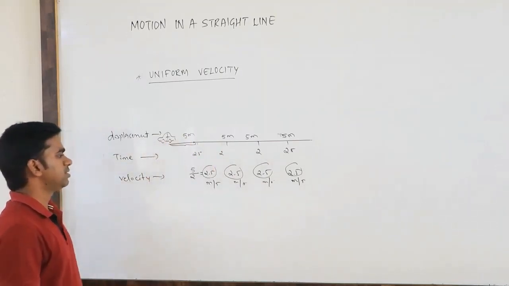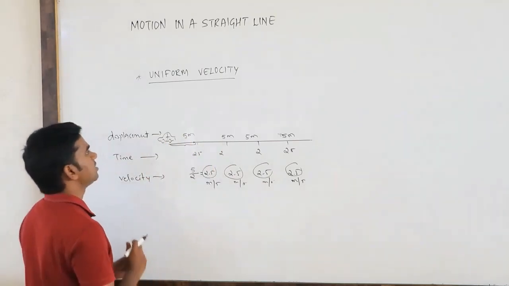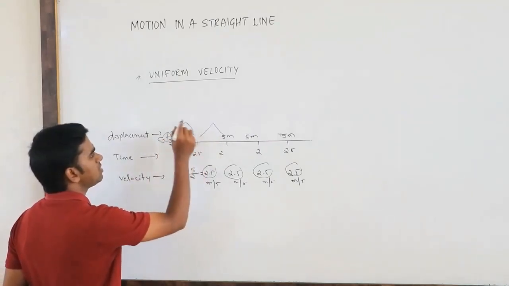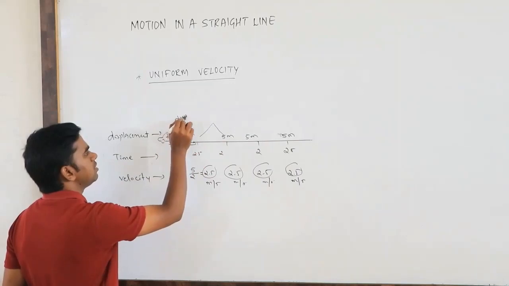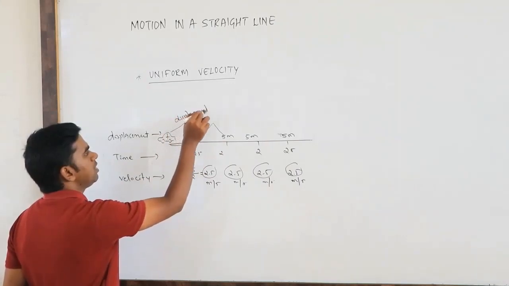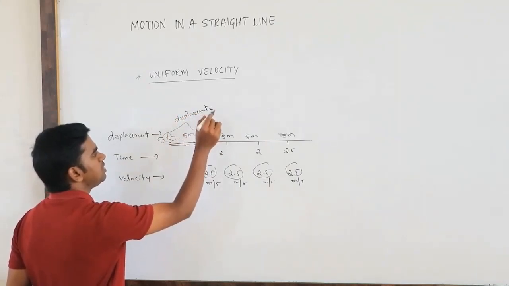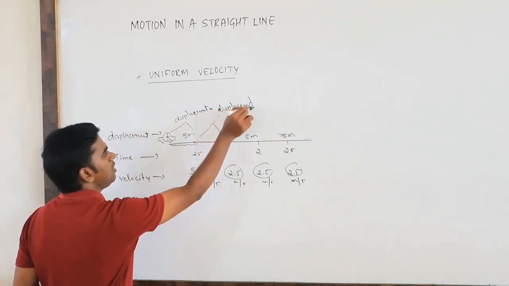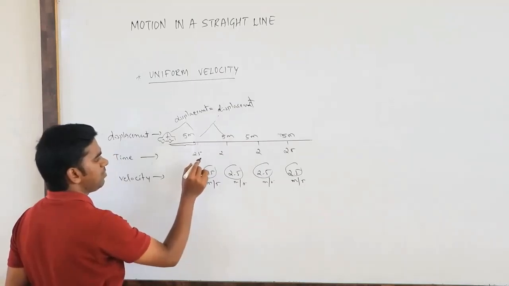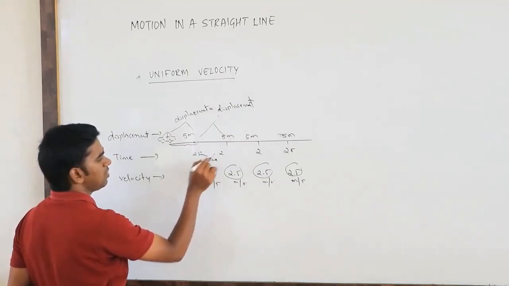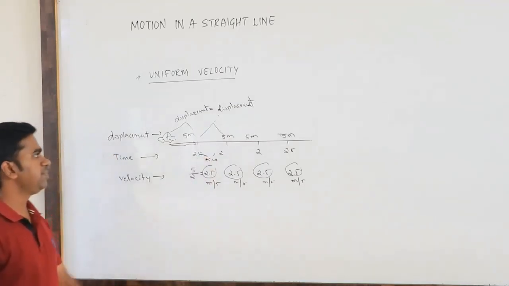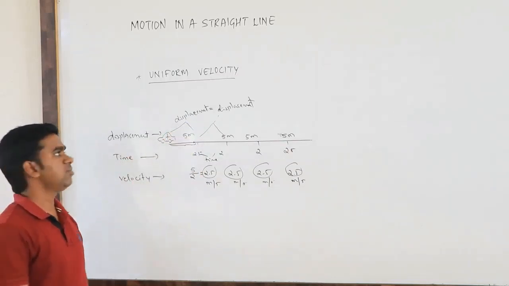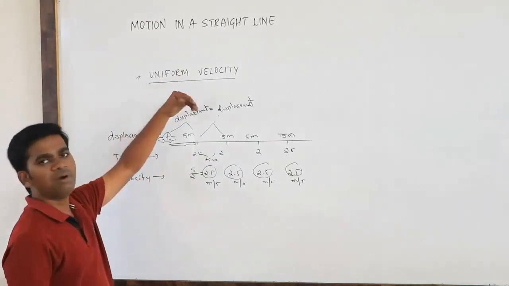Okay, but how can we define it? It is covering the same displacement, equal displacement, in an equal interval of time. Time is also equal. In equal intervals of time, the object is covering equal displacement. So that kind of motion we call uniform velocity.